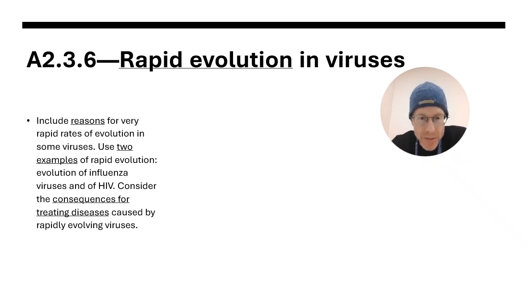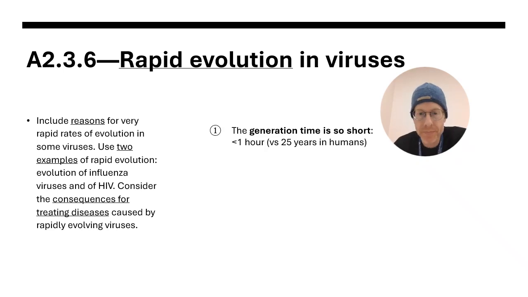You need to be able to give some reasons, and you need to be able to give examples in influenza and HIV. So why do they evolve so rapidly? One, their generation time is very short. So us humans, we live a fairly long life. It takes at least 25 years or so on average before we're producing children. So it's a long generation time. Viruses, it's less than an hour, so much quicker.